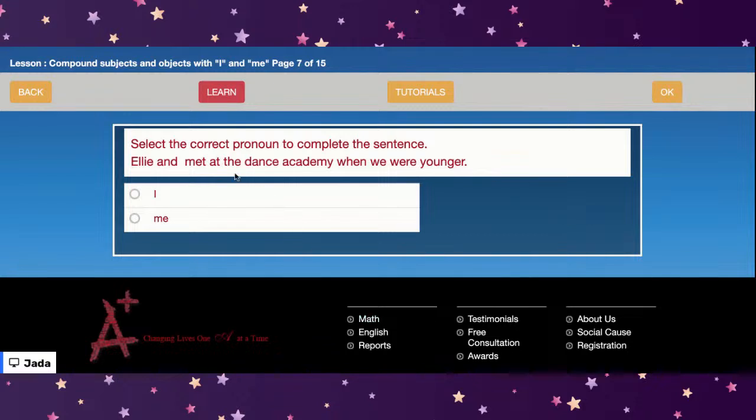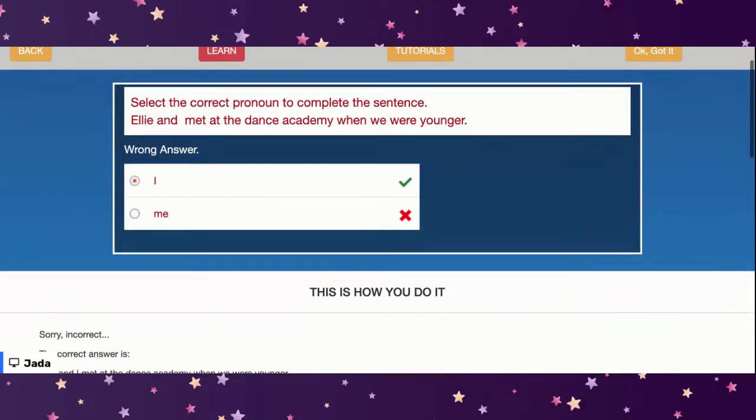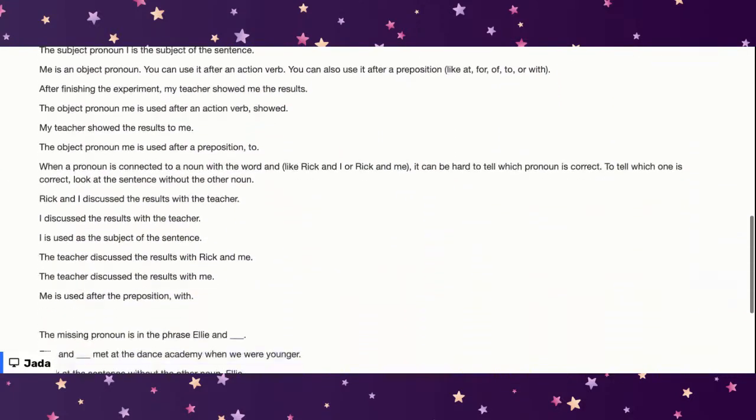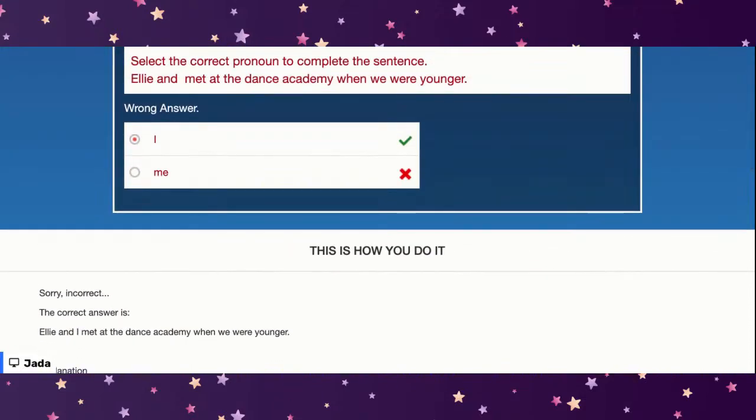So Ellie and I met at the dance academy when we were younger. So is it Ellie and me or Ellie and I? Which of them is the right answer? For example, if you say me, it is wrong because it's supposed to be the subject. So you are the subject there. I met Ellie at the dance academy, you can say. So take note of the different ways to use I and me. If you click on the answer and it's wrong, do not go back from the beginning. Just scroll down and read the tutorials here. It will give you a good and detailed explanation as to why it was wrong. Okay.